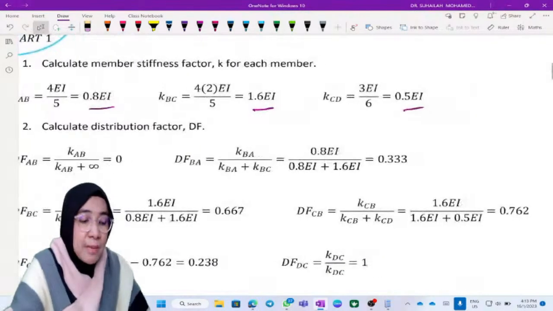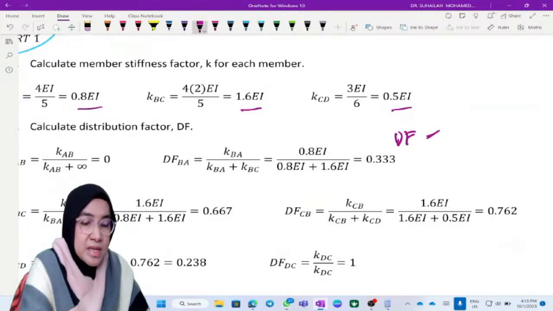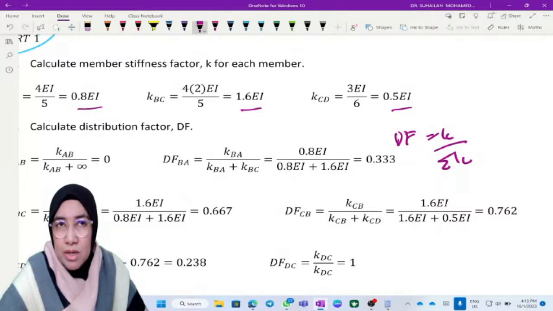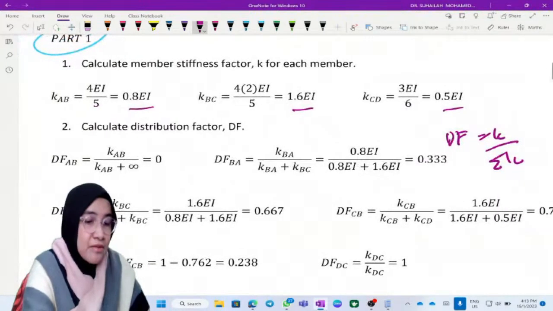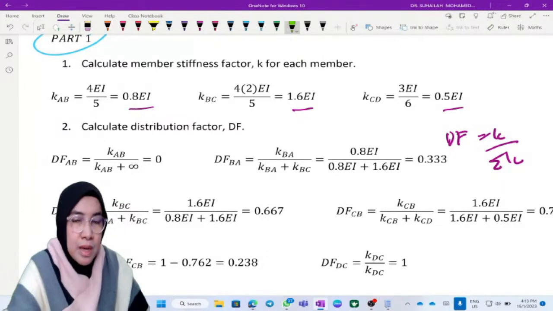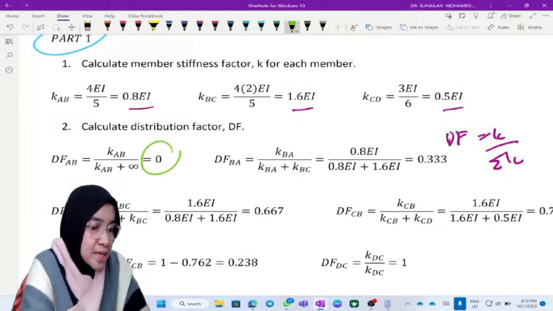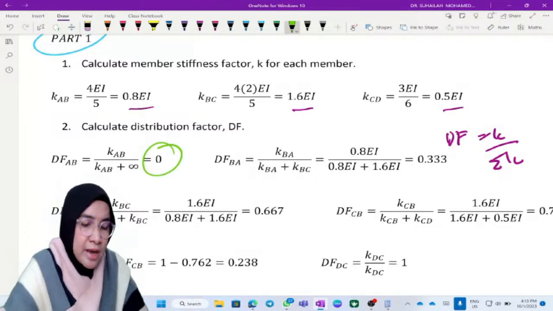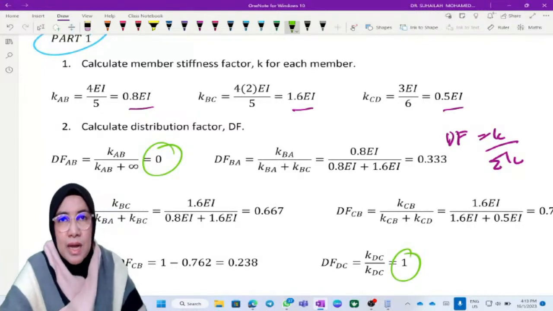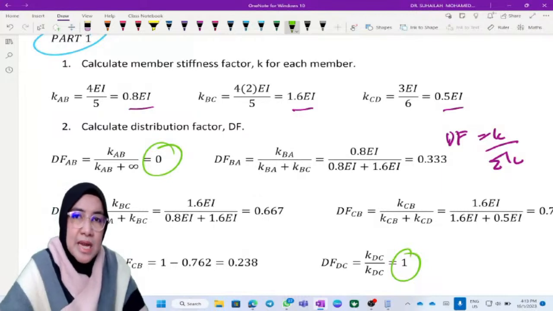Distribution factor is K divided by total K. And please remember, for a fixed end, the distribution factor is 0, and for a pin, the distribution factor is 1. That is why for AB we get 0, and for DC we get 1. The rest we have to calculate as usual, as K divided by total K.